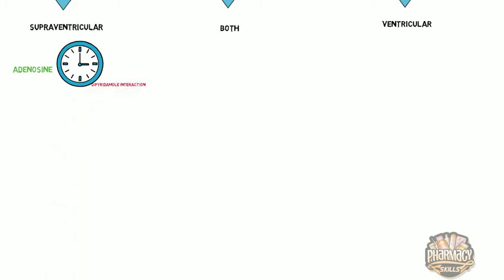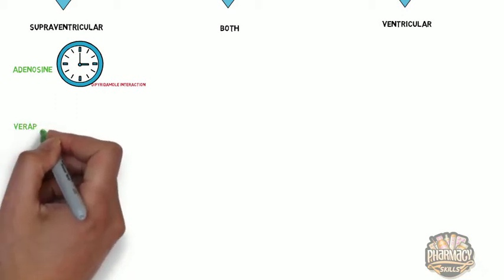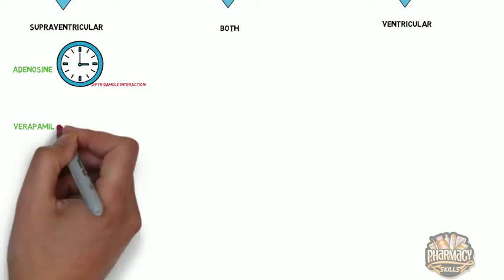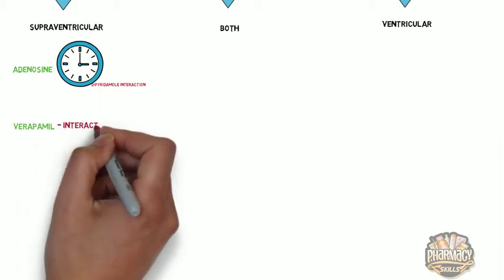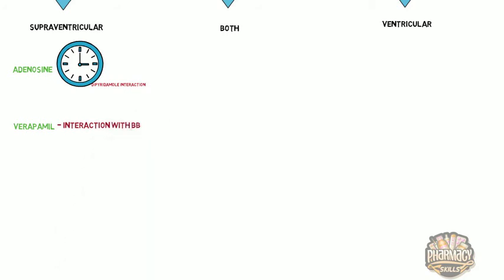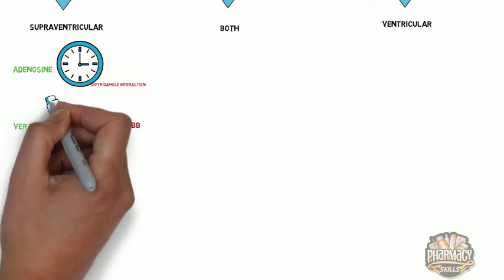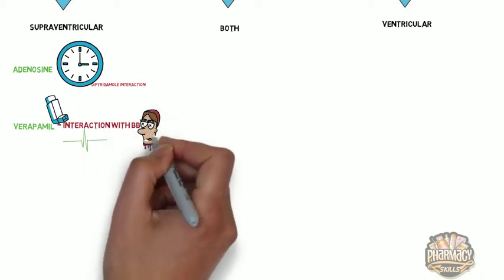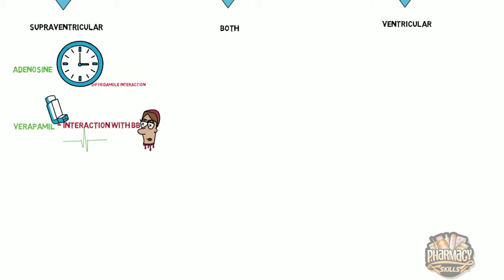Another one is verapamil, also known as a rate-limiting calcium channel blocker. However, because of the additive effect with beta blockers, verapamil is contraindicated if patients are already on beta blockers. Verapamil is preferred to adenosine in patients with asthma, so that's worth noting. Verapamil also widens the QRS complex. It can cause hypotension, but it is an effective and powerful drug for controlling arrhythmias.